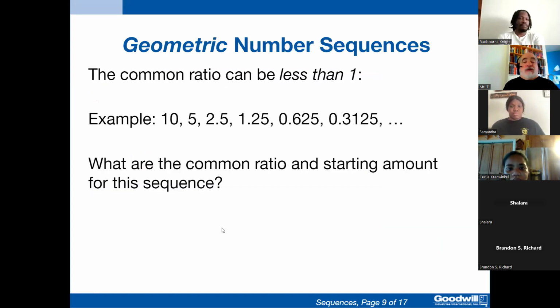Now, in geometric, remember with an arithmetic sequence, if you have a negative number, we saw that the sequence decreases, decreases, decreases, and eventually will pass 0 and go negative. Now, with a geometric sequence, the common ratio can also be less than 1. What are we multiplying by here each time? To get from 10 to 5, what are we multiplying by?